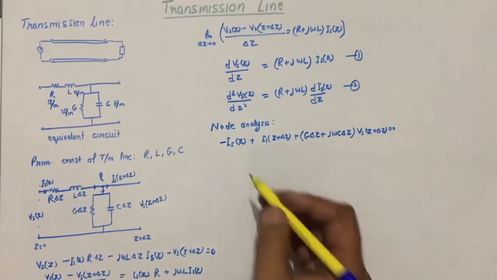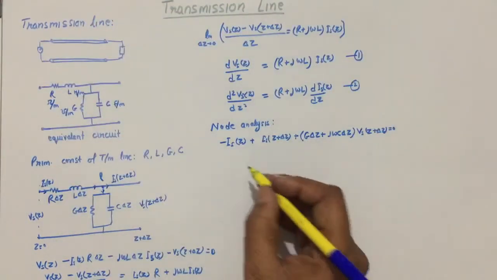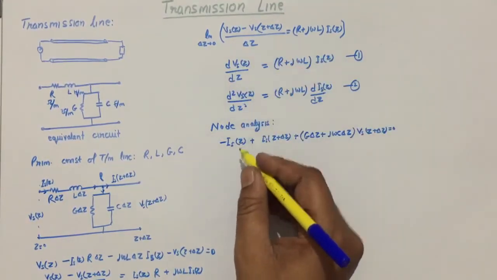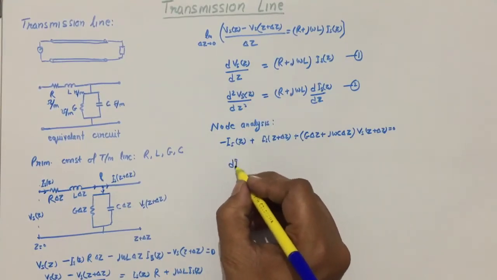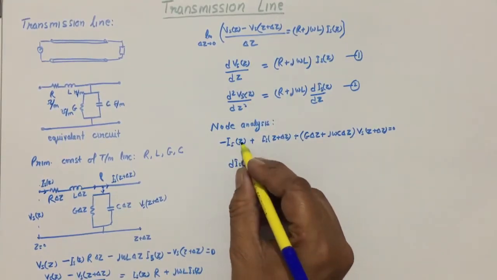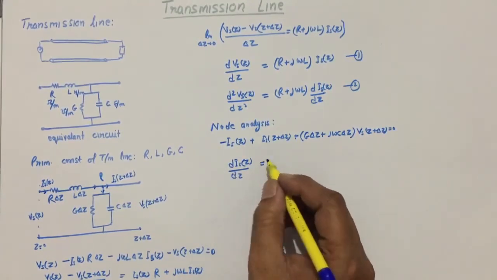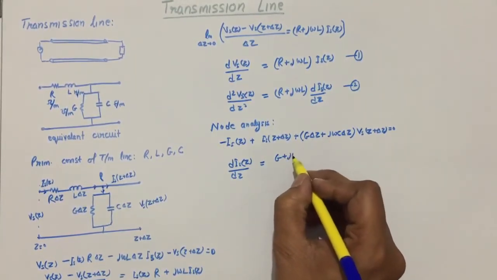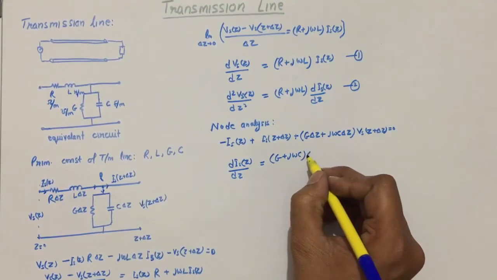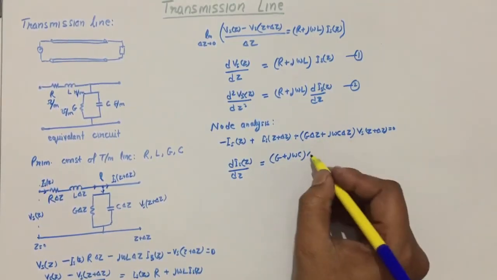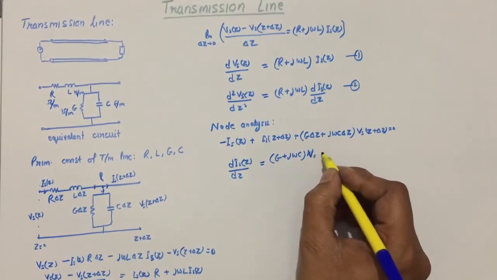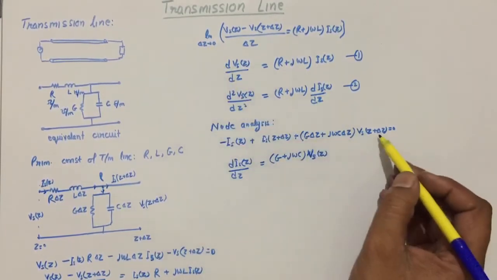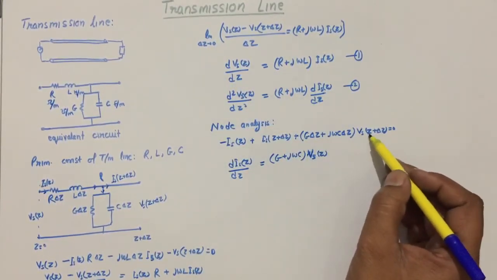Now if we simplify following the same way, I am not going to solve it, I am just writing the final equation as we found it in the case of voltage. We can write dIs(z)/dz will be equal to (G + jωC) times Vs(z). This is only when Δz tends to 0.